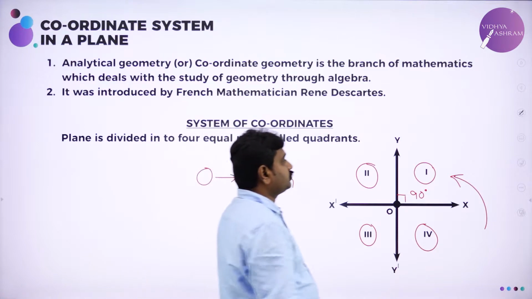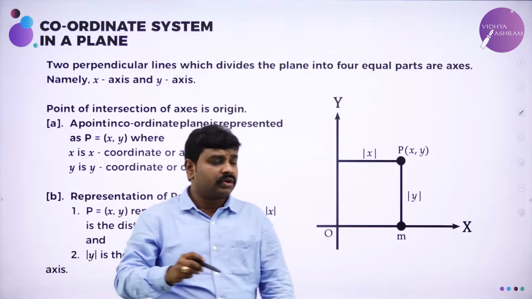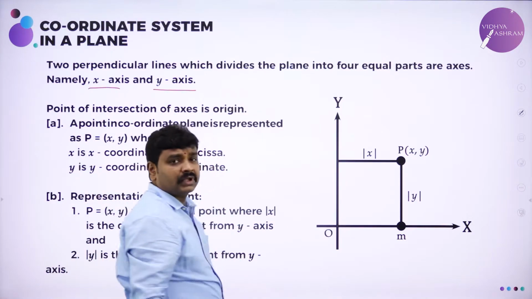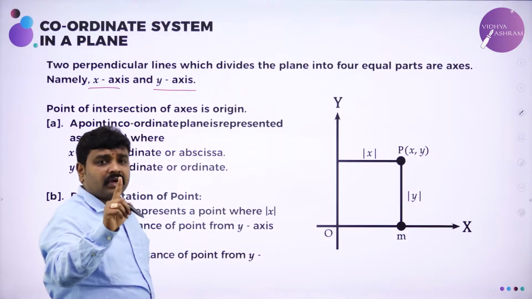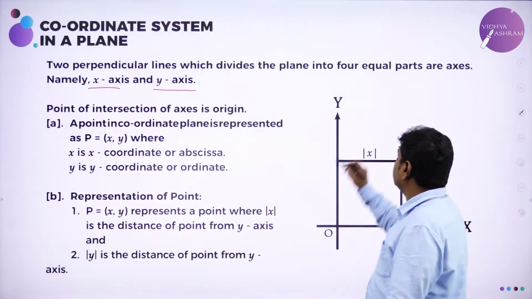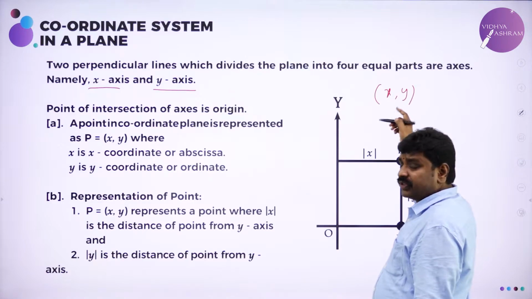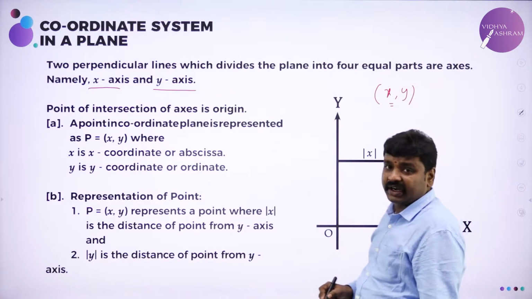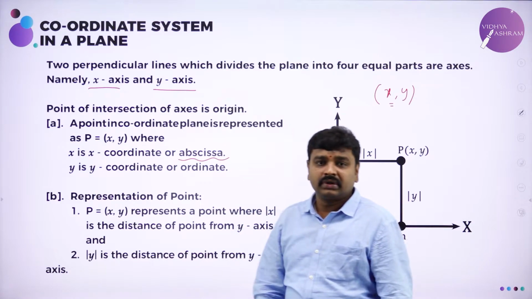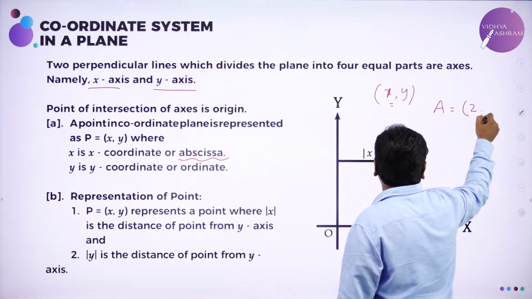Now, here 2 perpendicular lines I told. One is the X axis, the other one is the Y axis. And a point, how to represent a point in 2 dimensions? A point in 2 dimensions is represented by an ordered pair containing x comma y, and the first one we call the x coordinate. Another name for x coordinate is abscissa. So now I'll write a point. For example, A is equal to (2, 5).